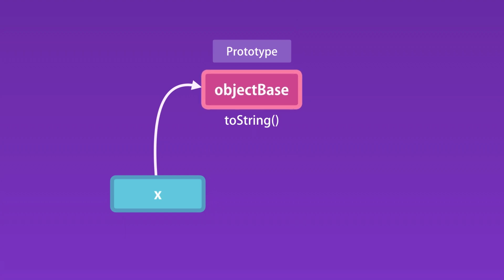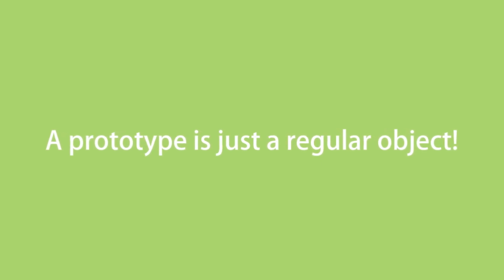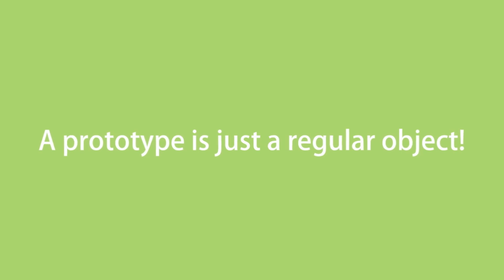Again, if it can't find that member, it will look at the prototype of that object all the way up to the root object, which we called objectBase. So this is prototypical inheritance in action. When accessing a property or a method on an object, the JavaScript engine walks up the prototype chain to find the target member. So once again, I want to emphasize that a prototype is just a regular object in memory. There is nothing special about it. Every object has a prototype or a parent except the root object.